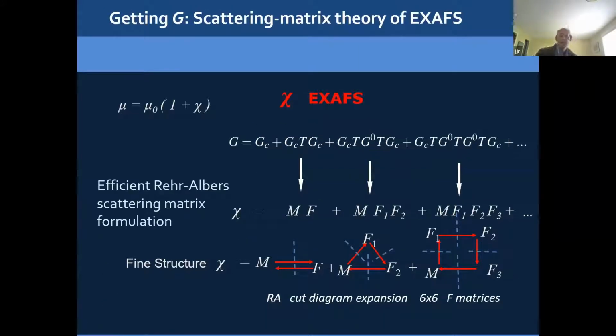And to simplify this, my collaborator, Bob Albers, and I invented a cute trick by writing a separable form of this Green's function. It's basically like cutting these Green's function lines in half, click, click, click. And if you do that, you can write this sum in terms of effective scattering amplitudes, which can be summed very quickly. They can be calculated individually. You can sum over all angular momentum at each vertex. So it's very efficient.